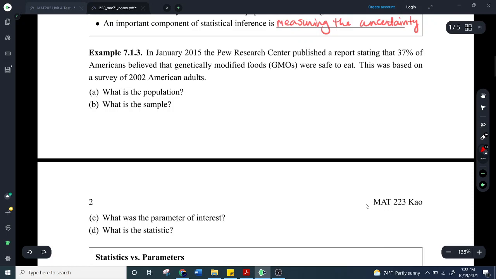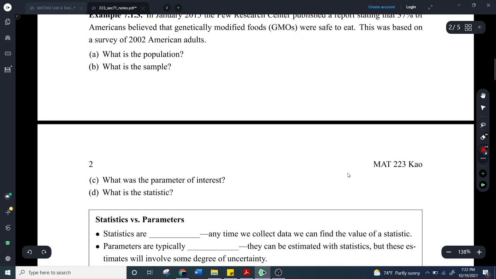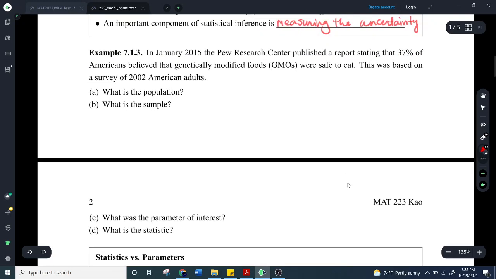In a January 2015 poll, a report stated that 37% of Americans believed that genetically modified foods were safe to eat. This was based on a survey of 2002 American adults. So this is a good question here. I would expect you to be able to answer. Be sure you can identify who your population is, who your sample is, what is our parameter, and what is our statistic. So the population is whoever you're interested in studying.